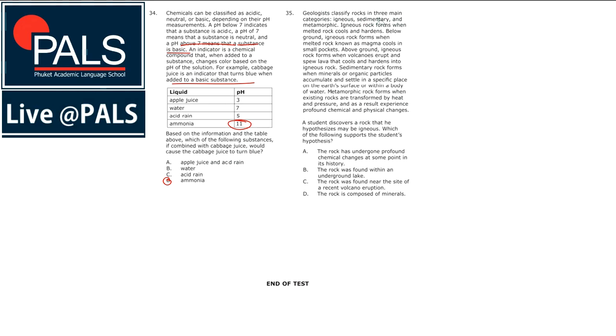Geologists classify rocks in 3 main categories: igneous, sedimentary, and metamorphic. Igneous rocks form when melted rock cools and hardens. Below ground, igneous rock forms when melted rock, known as magma, cools in small pockets. Above ground, igneous rock forms when volcanoes erupt and spew lava that cools and hardens into igneous rock. Sedimentary rock forms when minerals or organic particles accumulate and settle in a specific place on the Earth's surface and within a body of water. Metamorphic rock forms when existing rocks are transformed by heat and pressure and as a result experience profound chemical and physical changes. The student discovers a rock that he hypothesizes may be igneous.